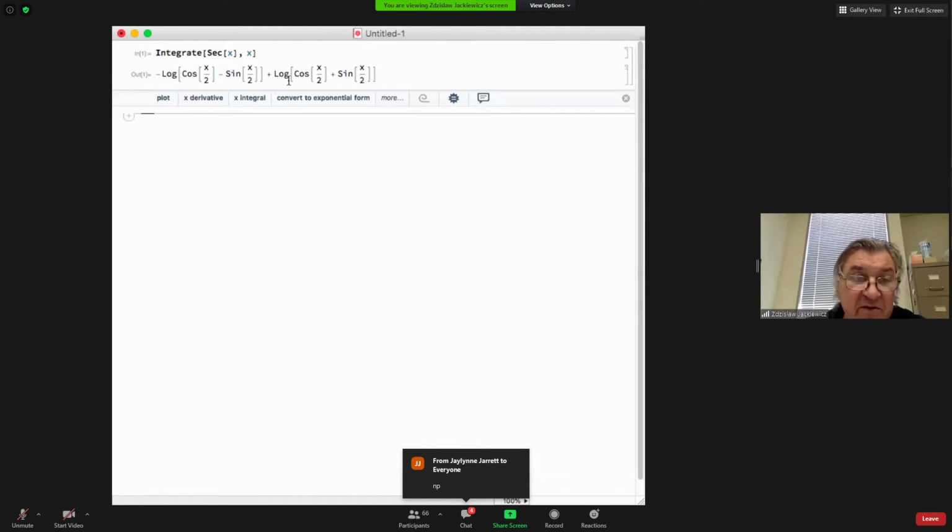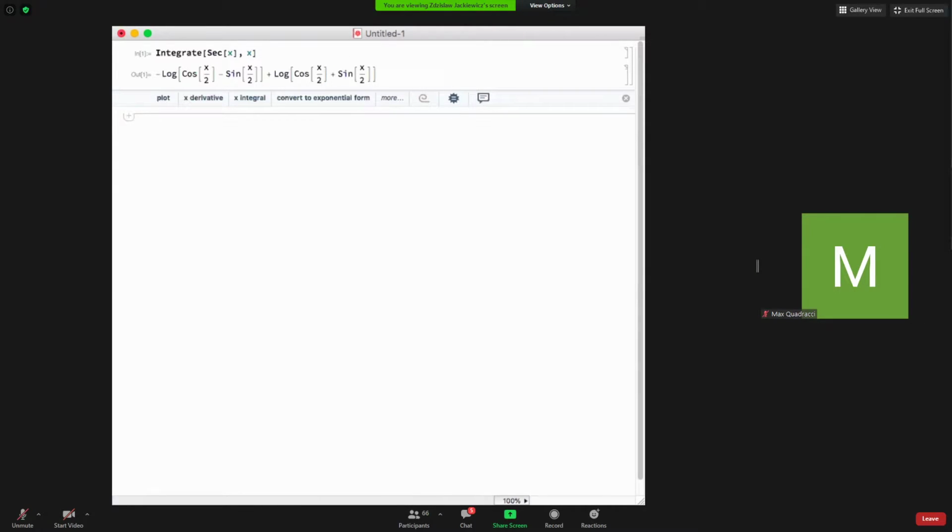Well, you see, ln, there's no absolute value, there's a bracket. Cosine x over 2 plus sine x over 2 minus ln cosine x over 2 minus sine x over 2. Of course, you can put everything under one logarithm. So the answer is logarithm of cosine x over 2 plus sine x over 2 divided by cosine x over 2 minus sine x over 2. This is what I had in my notes. So that's the answer using Mathematica.